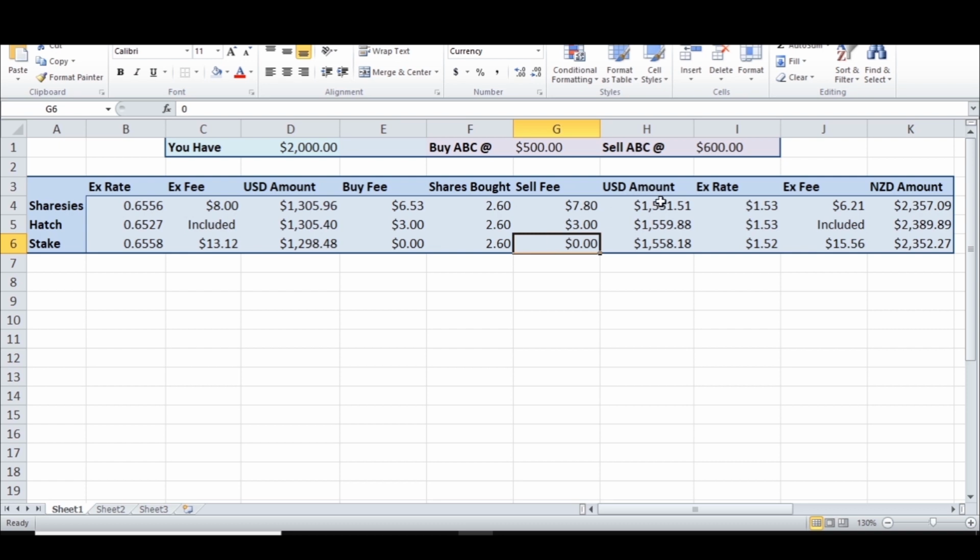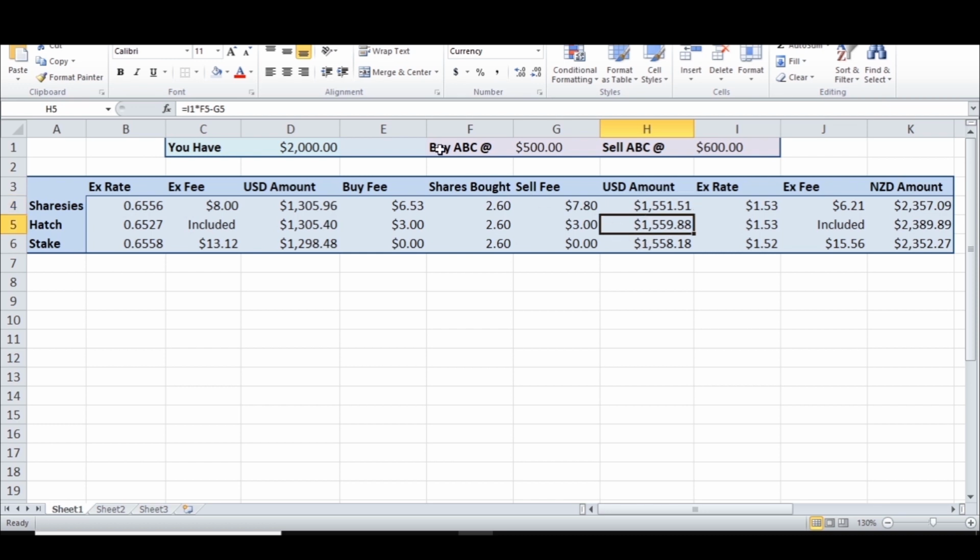And the column next to it is the US dollar amount you will get from selling your investment. So for the formula, for the people that are interested, I have put down 2.6 shares times $600 a share minus the fee. I did that to all of them, and these are the results. And as you can see, Hedge is now leading the way with about $1 more than Stake. And at last place, we have Sharesies, which is roughly about $8 less than Hedge.